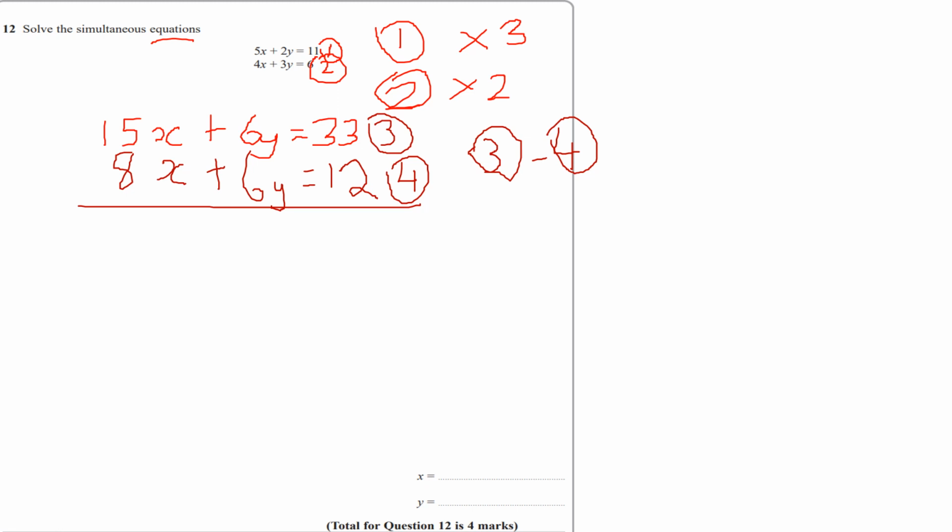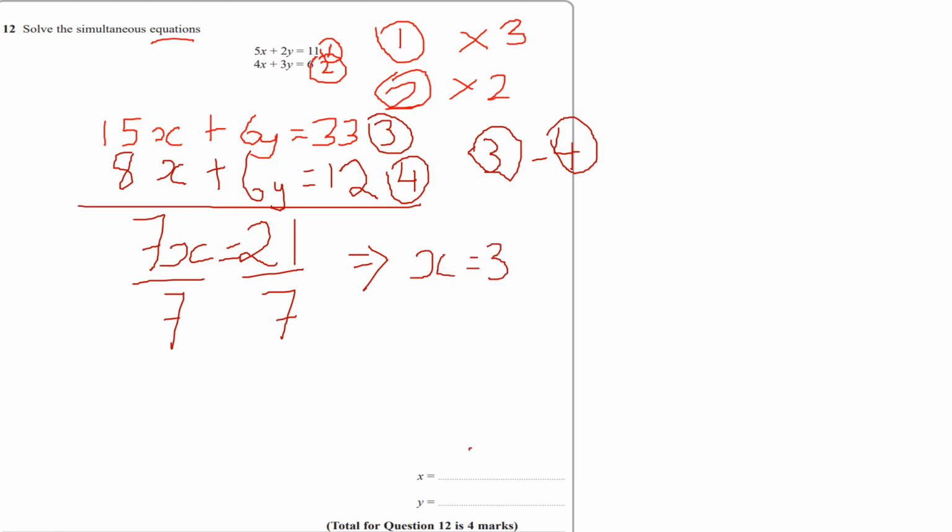So 15x take away 8x is going to be 7x. 6y minus 6y just goes. So I get 7x is equal to 33 minus 12, which is 21. I'm now going to divide both sides of my equation by 7 to get x by itself. So I get 7x sevenths is equal to 21 sevenths. Therefore, x is equal to 3. So x is equal to 3 is my solution for x.